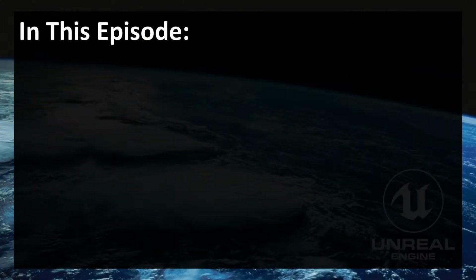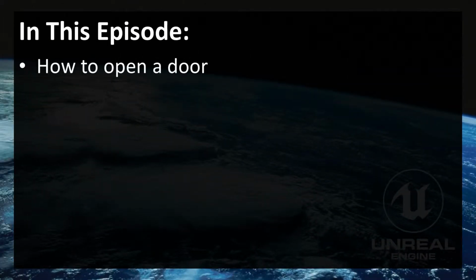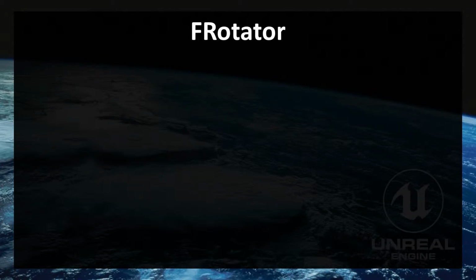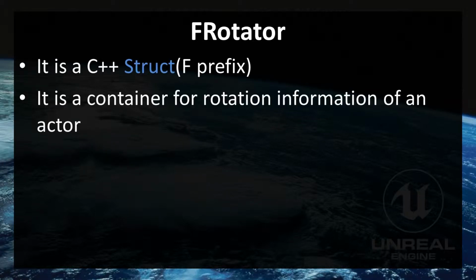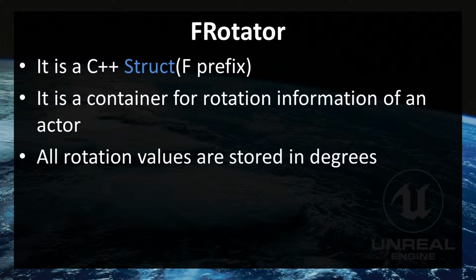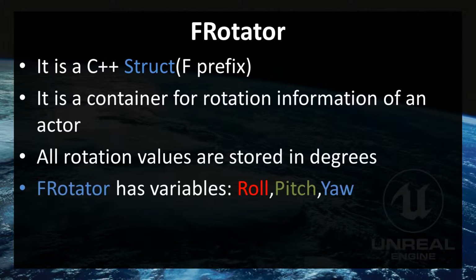In this episode, we are going to learn how to open a door, and we are going to use FRotator for that. So FRotator is a C++ struct, and it is a container for rotation information of an actor. We put rotation information inside of FRotator. All rotation values are stored in degrees, and FRotator has variables roll, pitch, and yaw.